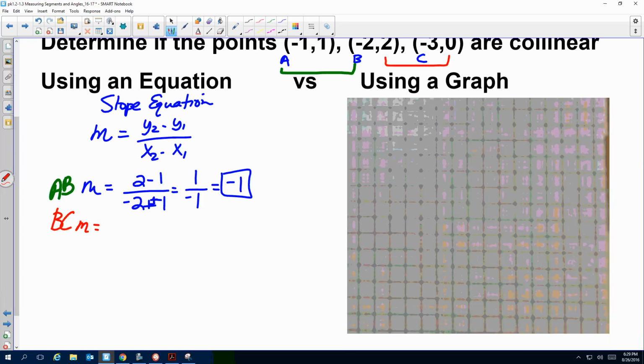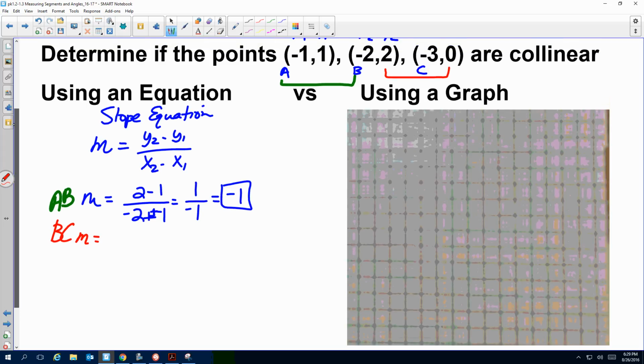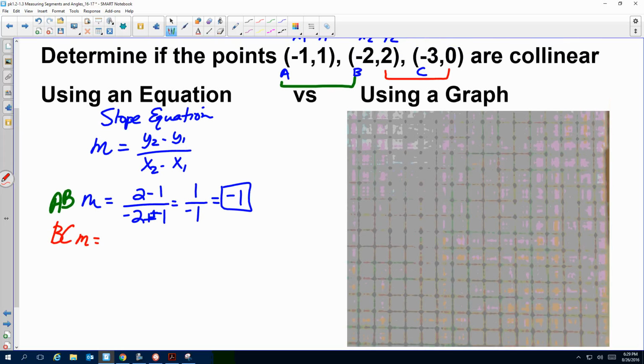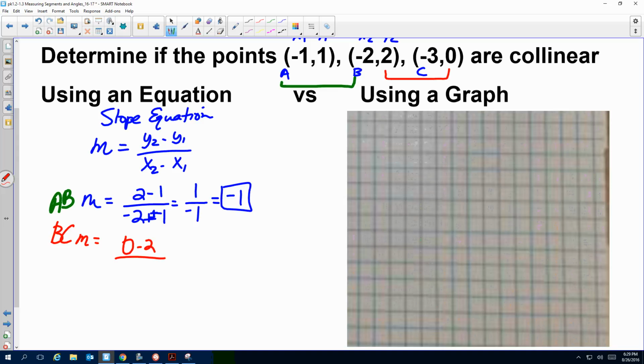And that basically, I probably went up a little too high. That is going to take the difference of the y values. So that's going to be 0 minus 2. The difference in the x values is negative 3 minus negative 1. 0 minus 2 gives me a negative 2.